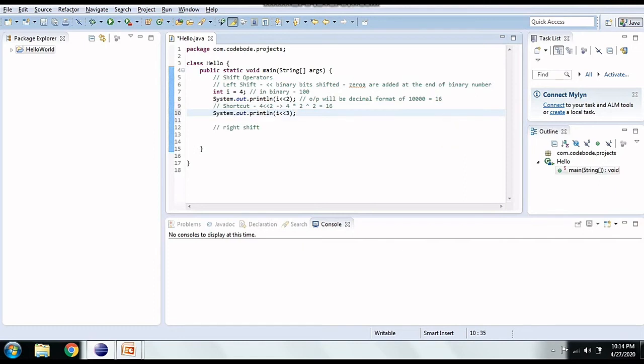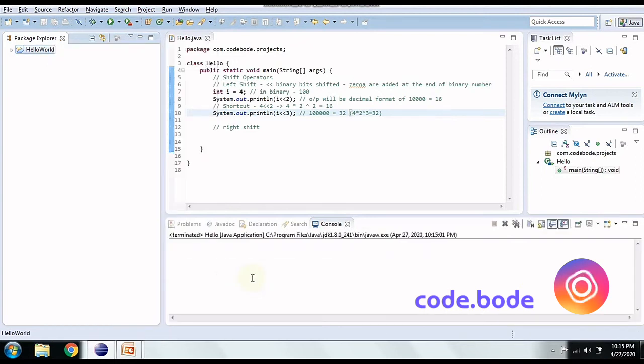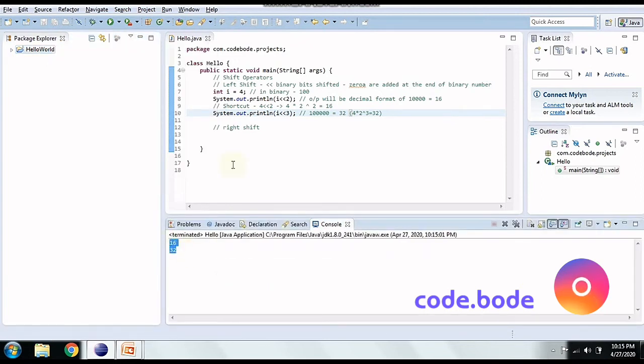Now if we shift by 3 bits, it is going to be 10000, which is 32. So by formula it should be 4 into 2 raised to 3 because 3 bits are shifted, which is 32. Let's run and check. So here we have our output 16 and 32. 16 for 2 bits, 32 for 3 bits.